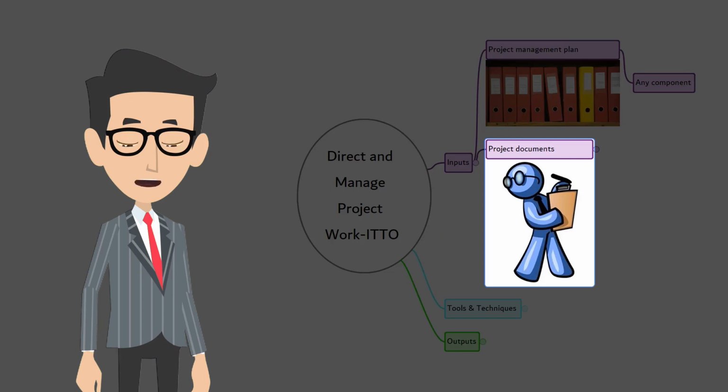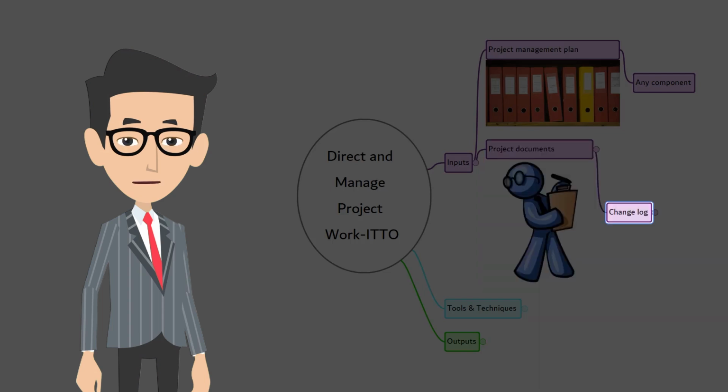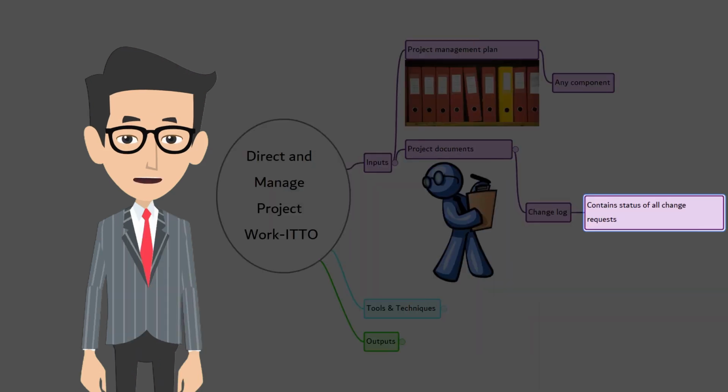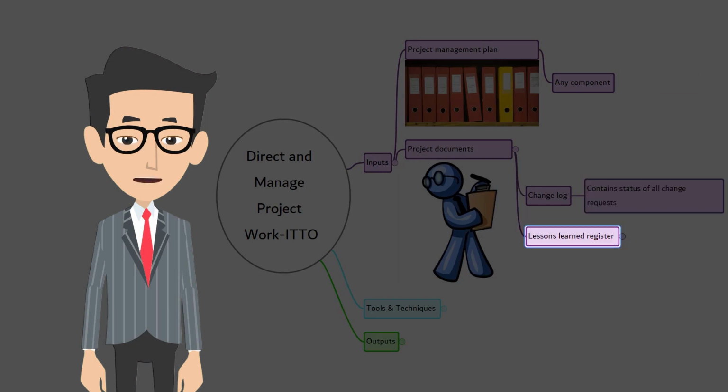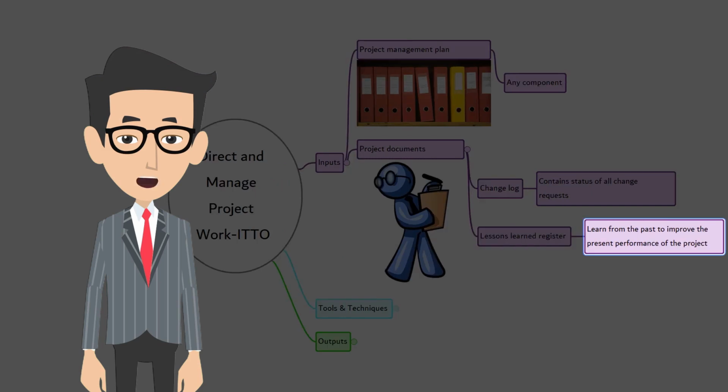The next input is project documents. We have 8 in the list. Let's discuss it. First one is change log. The change log contains the status of all changes requested. The second one is lessons learned register. This is used to improve the performance of the project by avoiding mistakes getting repeated.